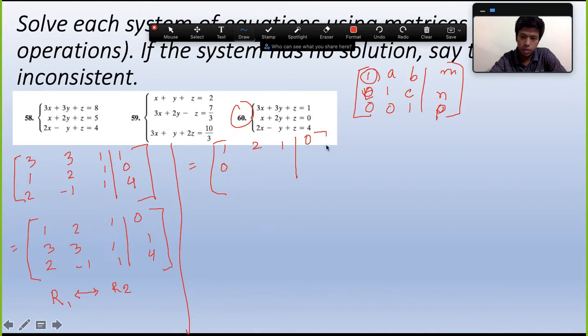Let me write it so that you can all follow. We are doing row 2 equals row 2 minus 3 row 1. So 3 times 2 is 6, 3 minus 6 equals minus 3. Then 3 times 1 is 3, 1 minus 3 equals minus 2. 3 times 0 is 0, and 1 remains 1.